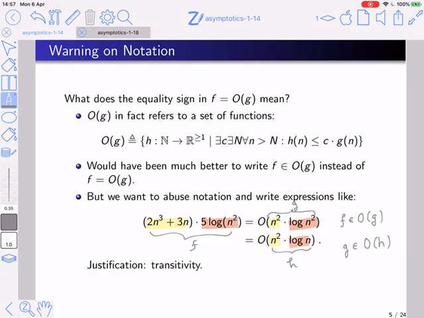But these equalities are not the standard type of equalities, okay? You cannot write, for example, big O of g equals f. This does not make sense. Okay, so don't do that. Okay, good. Let's continue.